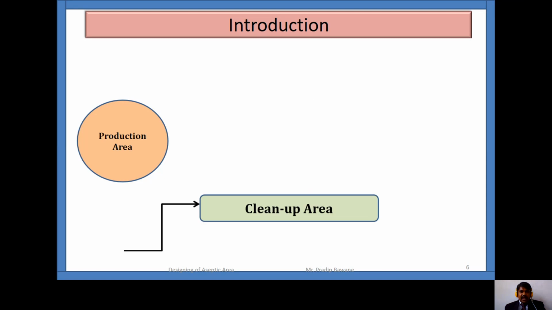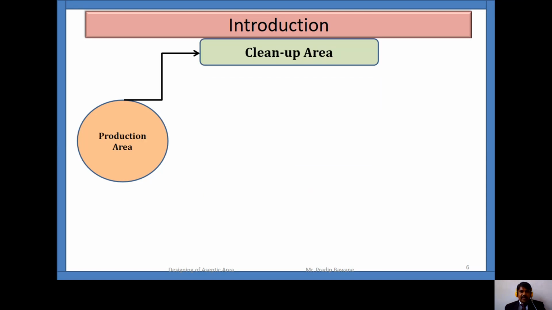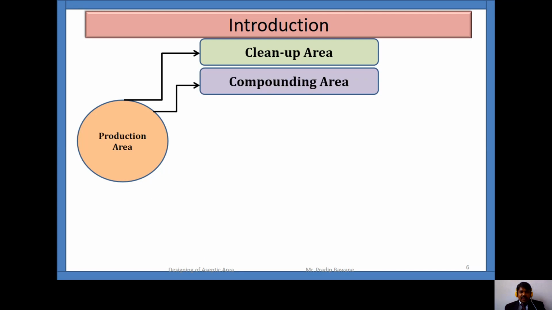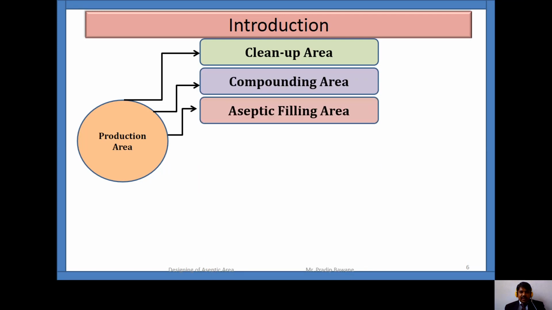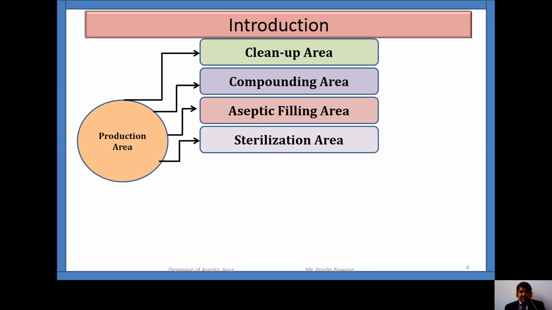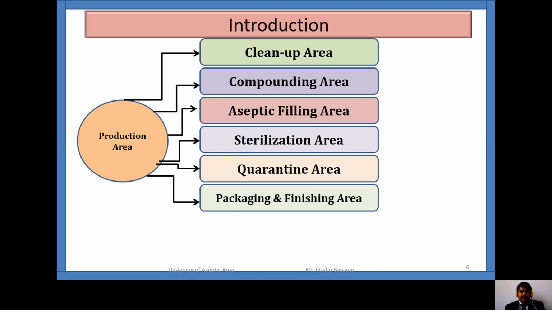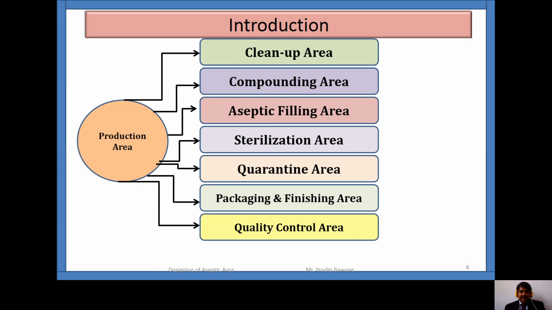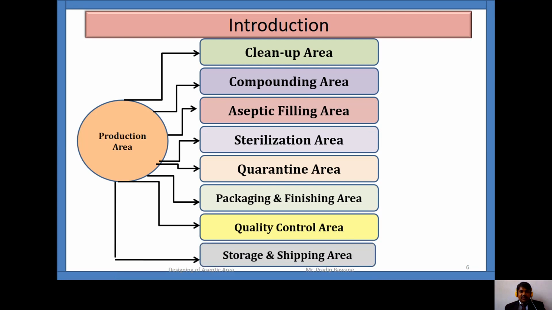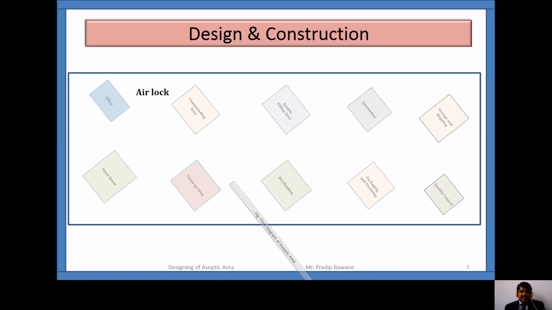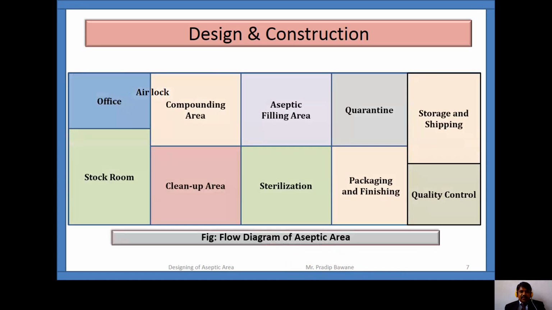Production areas can be divided into different sorts of areas, for example cleanup area, then compounding area, aseptic filling area, sterilization area, quarantine area, packaging and finishing area, quality control area, and finally storage and shipping area. Now we will see the design and construction with the help of a flow diagram of aseptic area.